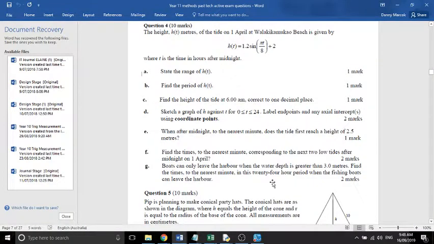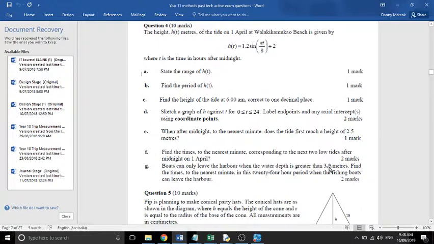Next question says the height of tide on April 1st at this beach is given by this amount, where t is the time in hours. We want the range, the period, the height at 6 a.m., and to sketch the graph. After midnight, to the nearest minute, when does it first reach 2.5? Find the times, to the nearest minute, of the next two tides after midnight.